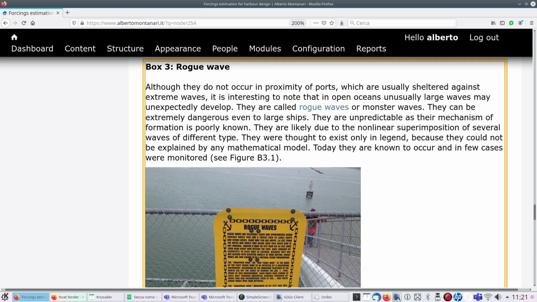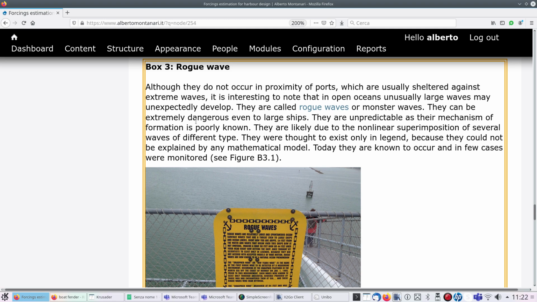Because when you are in the middle of a storm, you actually have several trains of waves interacting, and it's not just a plane wave that is moving, like when you look at swells in open ocean. Usually they can be well approximated by a scheme of plane wave. But when you are in the midst of a storm, you have several waves that are interacting, superimposing, and their nonlinear interaction can occasionally originate a single wave that is extremely high. And they can be extremely dangerous even to large ships.